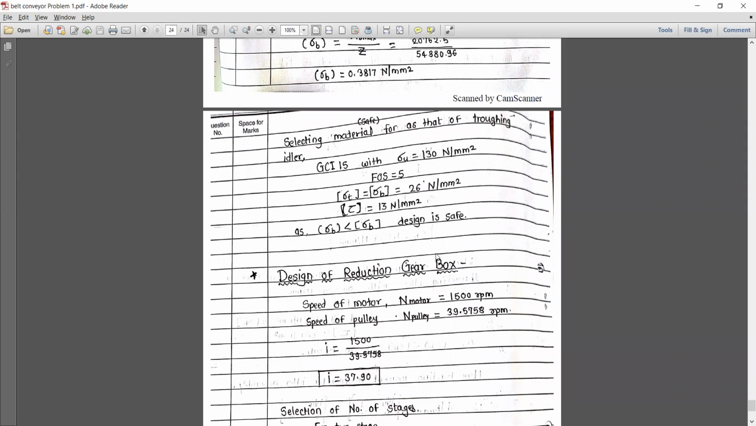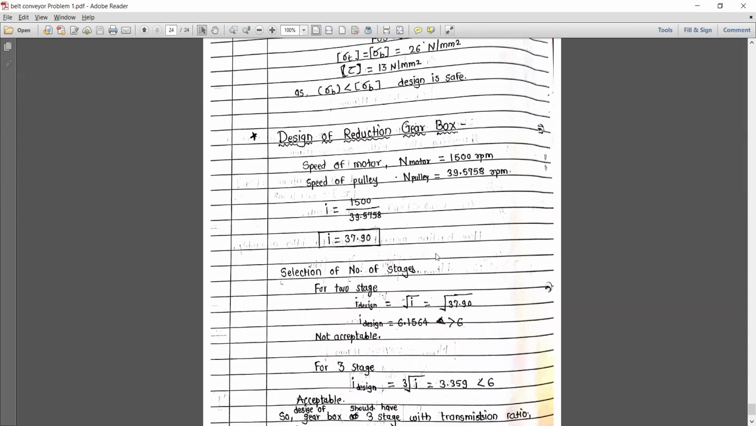Now for the troughing outer portion, we consider it is made from grey cast iron, similar to that of the troughing idler. The design value of sigma B for this material is 26 Newton per mm square, and the induced value is 0.3817 Newton per mm square. So when we compare both, the design value is very much higher and our design is safe.